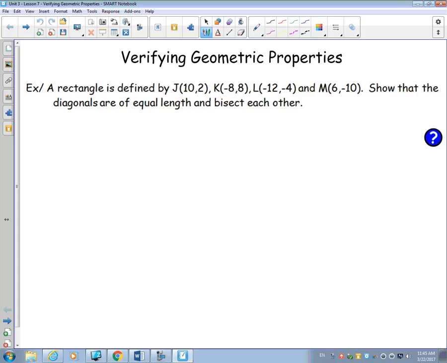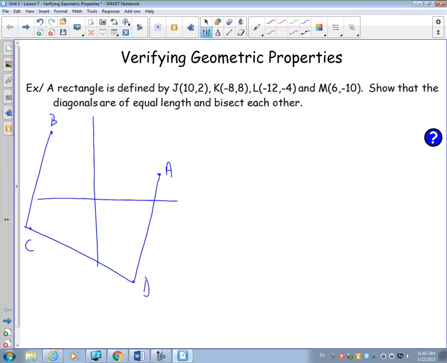So let's start with a little diagram here. 10, 2. Let me change my scale here a little bit. 10, 2 would be over here. Negative 8 and 8 we'll put up here. Negative 12 and negative 4 will be down here. And D, 6, negative 10 will be down here. So that should be roughly a rectangle. I just estimated these points, but it's roughly a rectangle.